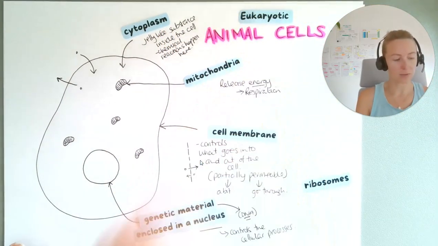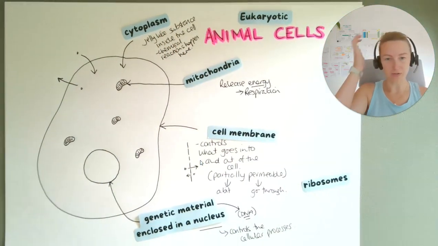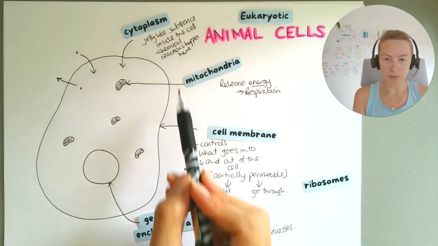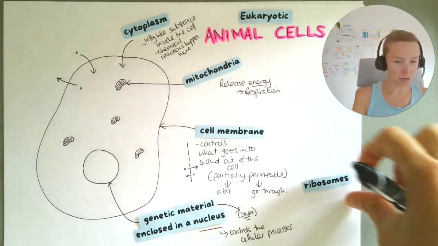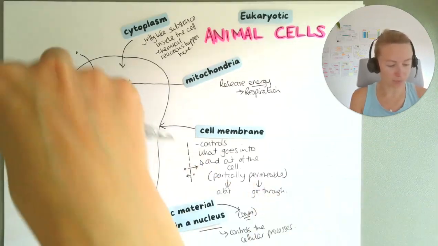So you've got your cytoplasm, the kind of jelly-like substance that's within the cell. It's almost being held in by this bag of the cell membrane. And then our last label here, we've got ribosomes.